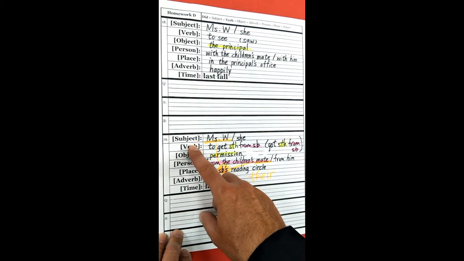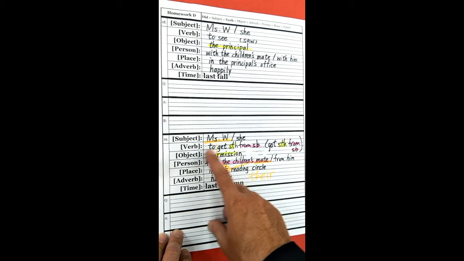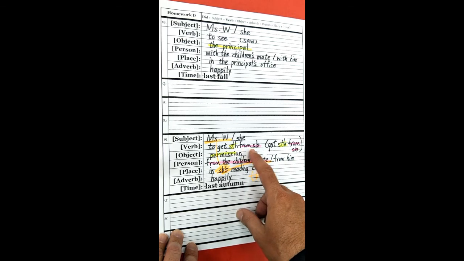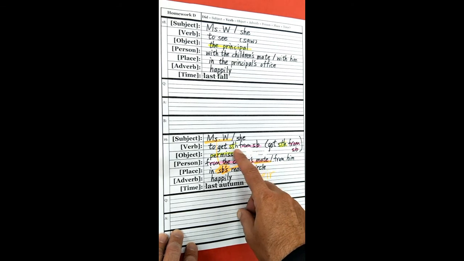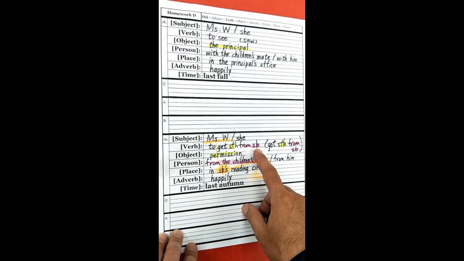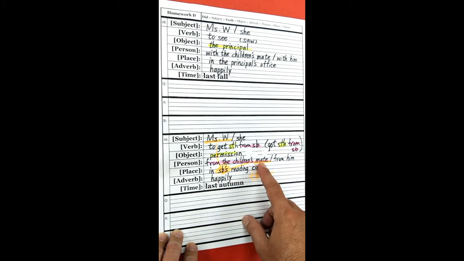19. Subject, Ms. W. She. Verb, to get something from somebody. What is the something? Permission. What is the somebody? From the children's mate. Got something from somebody. What is the something? Permission. From somebody. From the children's mate. Or here, from him.